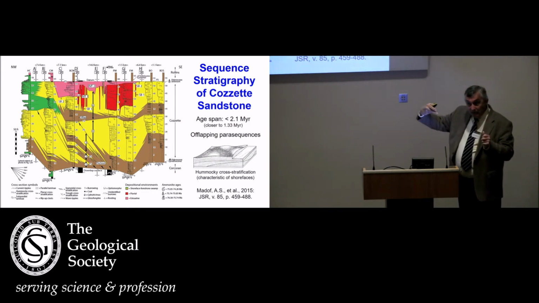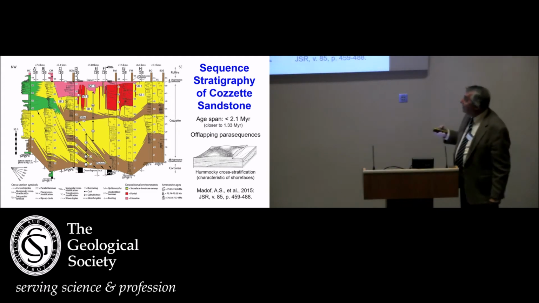You can see them with a helicopter flight. You can't see them from the ground with the binoculars, but if you get the panorama looking straight at the cliff, you can see them. So that's where the geometry comes from. The time span here is no more than 2.1 million years, and it's probably closer to about 1 million or 1.5 million.